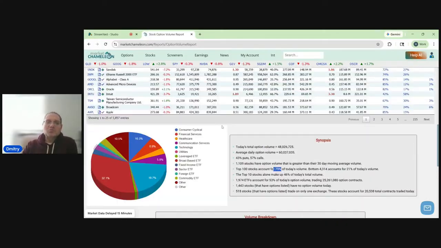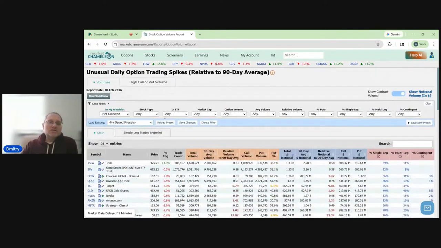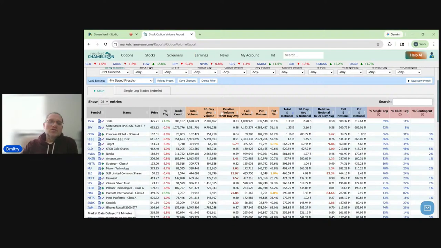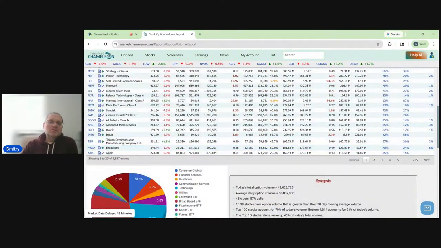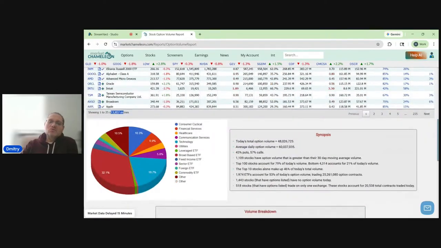So if we slide up, you could see here, Tesla, SPY, Coin, QQQ. If we just did the top 100 out of the 5,857, well, 79% of the volume flowed there. The bottom 4,300 was 21% of the volume.